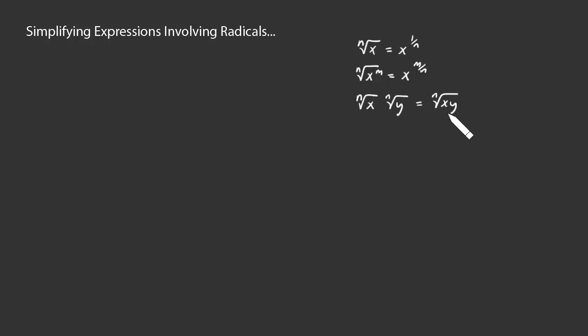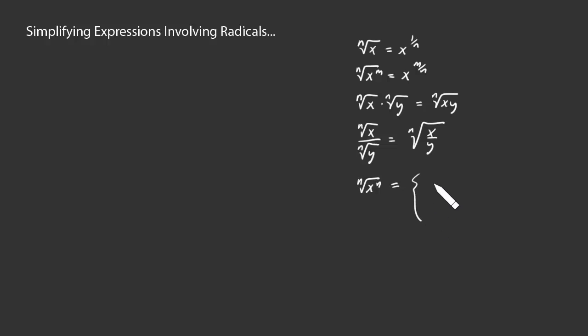If you see the nth root of a product, we can break it apart into the product of two nth roots. In a similar manner, the quotient of two nth roots can be written as the nth root of a quotient. And again, that works both directions. If we see an nth root of a quotient, we can break it apart into a quotient of two nth roots.